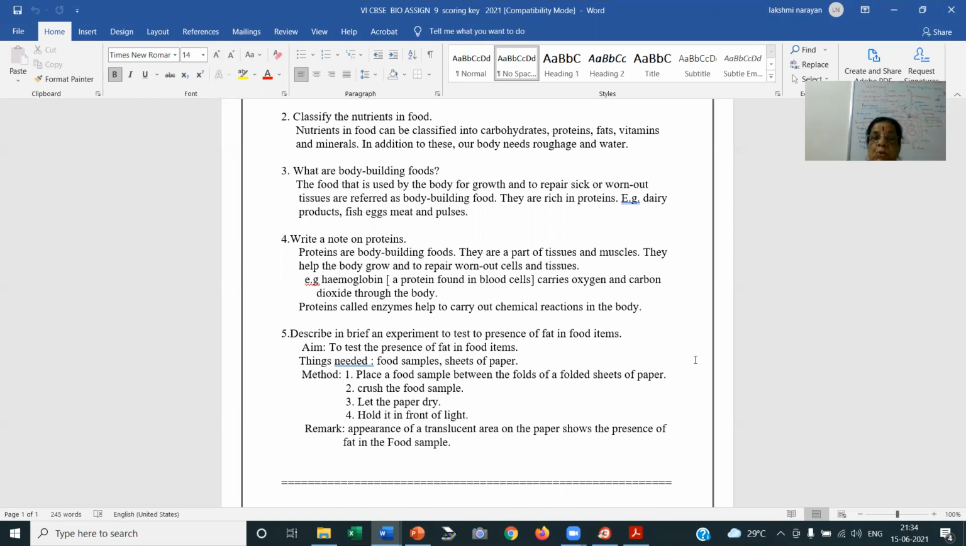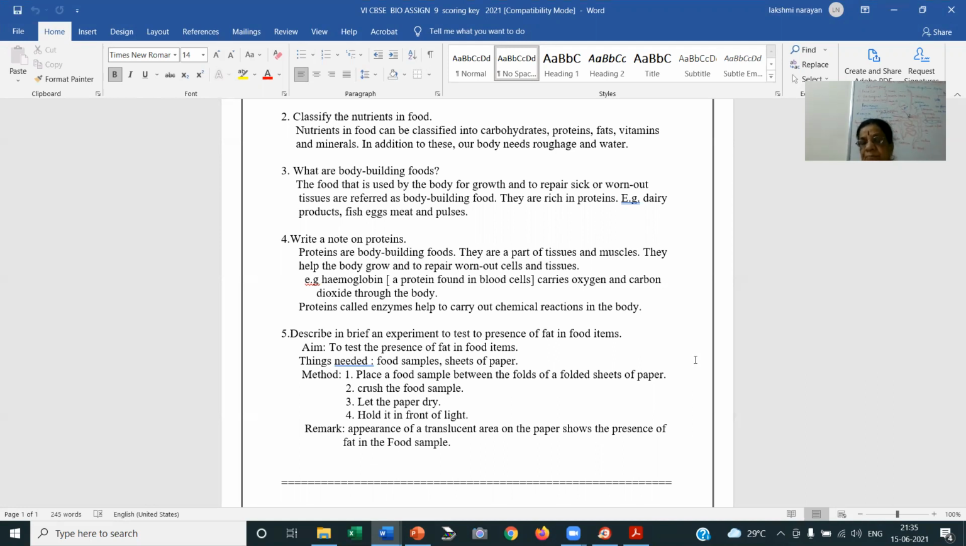Then write a note on proteins. As proteins are bodybuilding food, they are a part of tissues and muscles. They help the body grow and repair worn out tissues. Example, hemoglobin, a protein found in the blood cell. Blood contains RBC, WBC, and blood platelets. In that, RBC, red blood corpuscles, have hemoglobin that carries oxygen and carbon dioxide through the body. It is a protein.